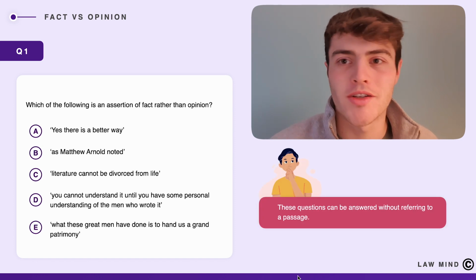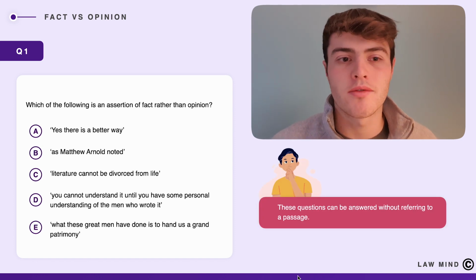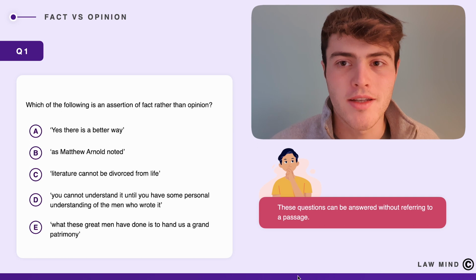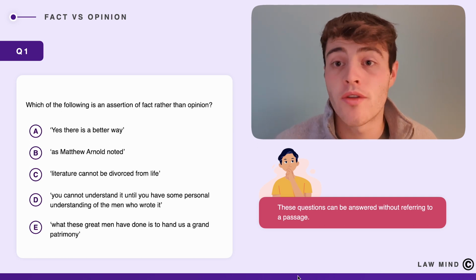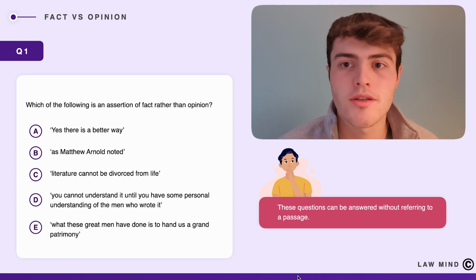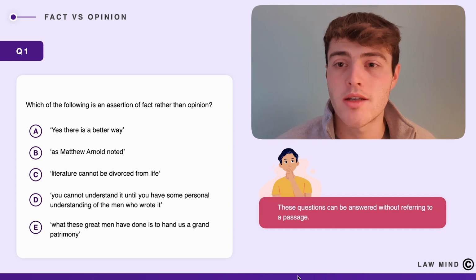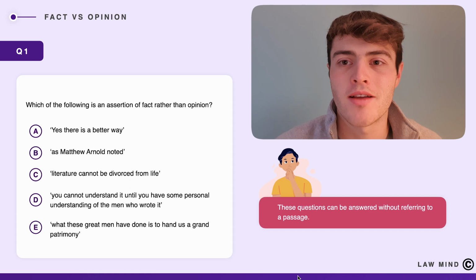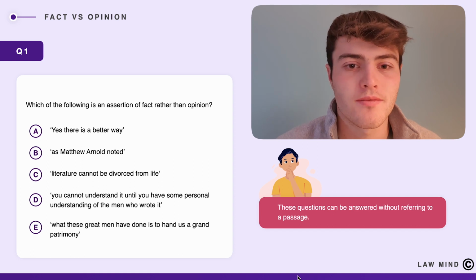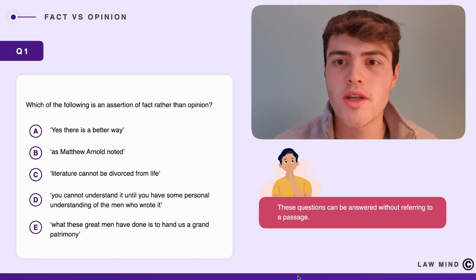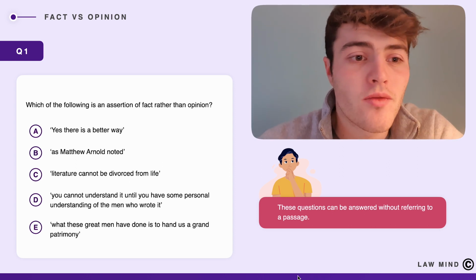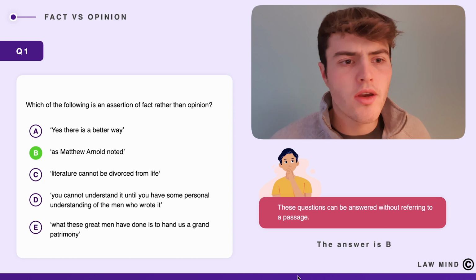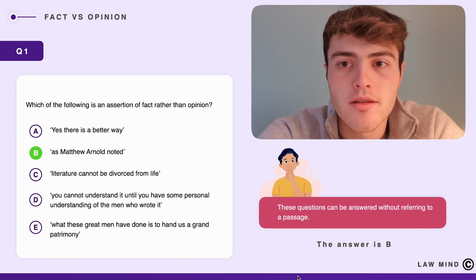Note this is one of those questions where you don't actually need to refer to the passage. It's always a good idea, if you have a passage in front of you in the exam, to check back and make sure that there's no context which might change your answer. But in this case, you can actually answer the question just by looking at the quotes themselves. So have a think, which of these quotes is phrased in a way which shows that it's a fact rather than an opinion? Now the answer is B, because it says, as Matthew Arnold noted.